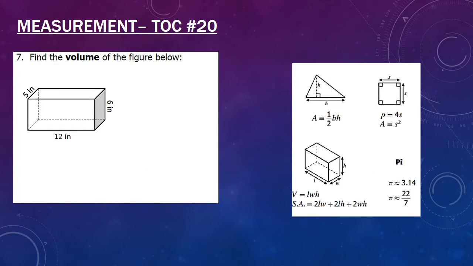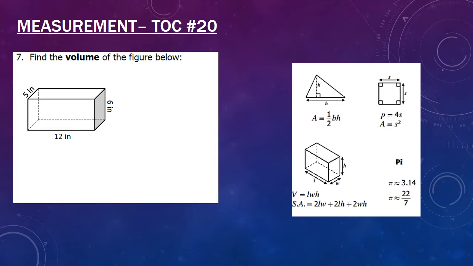Last two examples, and we will be done. These are the new ones you guys have not seen before. This is a 3D shape, meaning it has the 3 dimensions. It's called a rectangular prism. So you will see that word prism, and that should tell you it's a 3D shape.